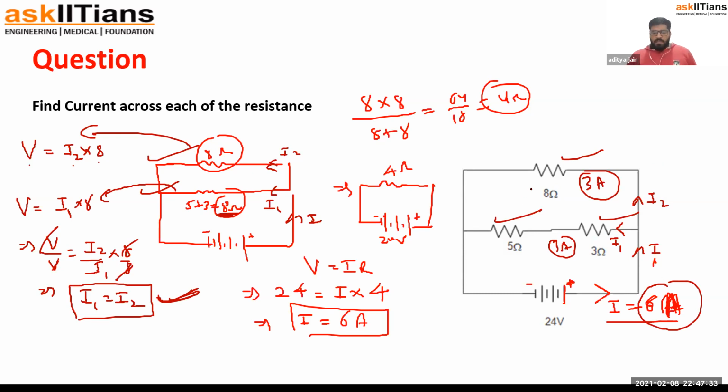So that is the thing, that the current through each resistor is the same. The thing is clear? Done? Okay. Now I think the concept of Ohm's law is clear and how to calculate the combination of resistances.